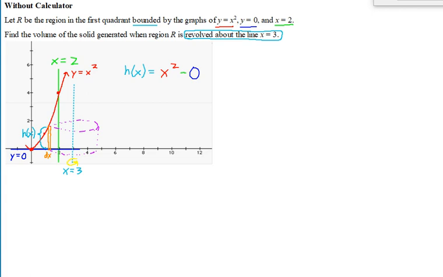Notice this h of x is what you would integrate if you were just finding an area. It would be just this integral from 0 to 2. But we also need the radius, and on these, we usually refer to the radius as p of x.